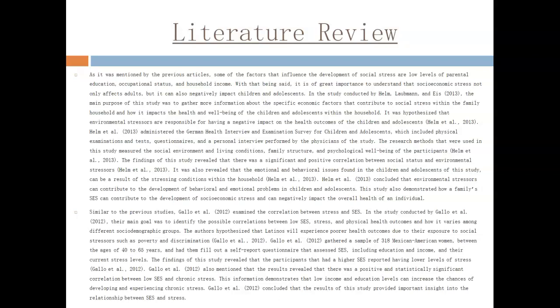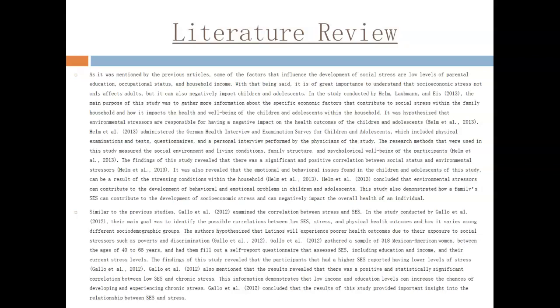In the study conducted by Gallo et al., their main goal was to identify the possible correlations between low SES, stress, and physical health outcomes, and how it varies among different socio-demographic groups. The authors hypothesized that Latinos will experience poor health outcomes due to their exposure to social stressors such as poverty and discrimination. Gallo et al. gathered a sample of 318 Mexican-American women between the ages of 40 to 65 years and had them fill out a self-report questionnaire that assessed SES, including education and income, and their current stress levels.